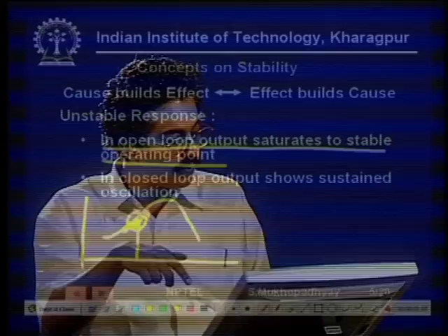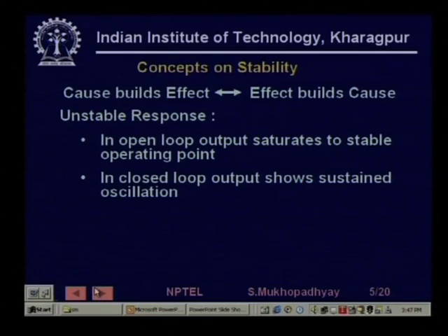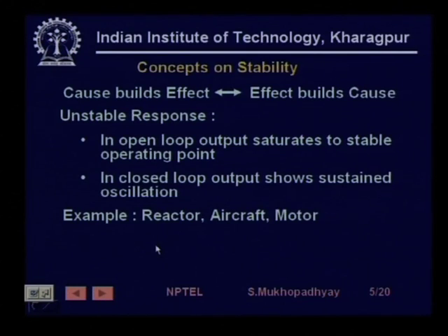Usually this is what happens in case of an unstable response, that the closed loop output shows sustained oscillation. That is also a kind of instability. This is typically what you find when you operate a plant in either open loop or closed loop. You can draw examples from exothermic reactors where temperatures tend to run away, aircrafts which are very often unstable, or you can have motors like the example that I have given.